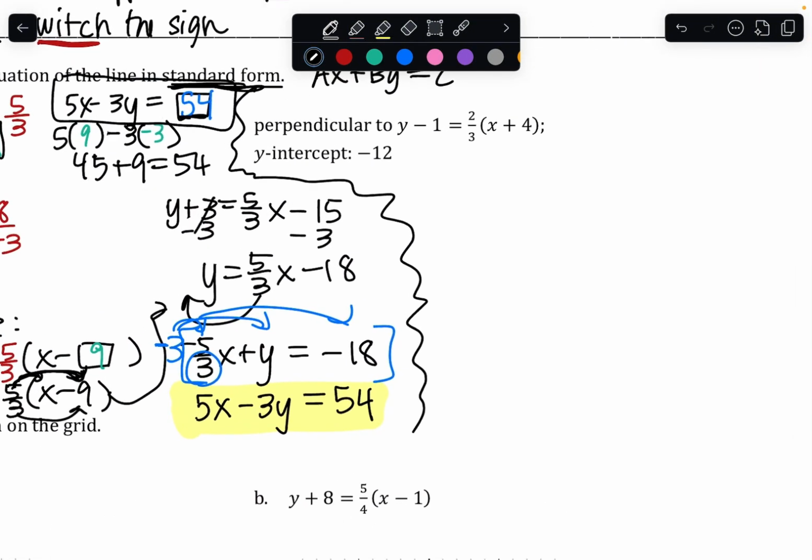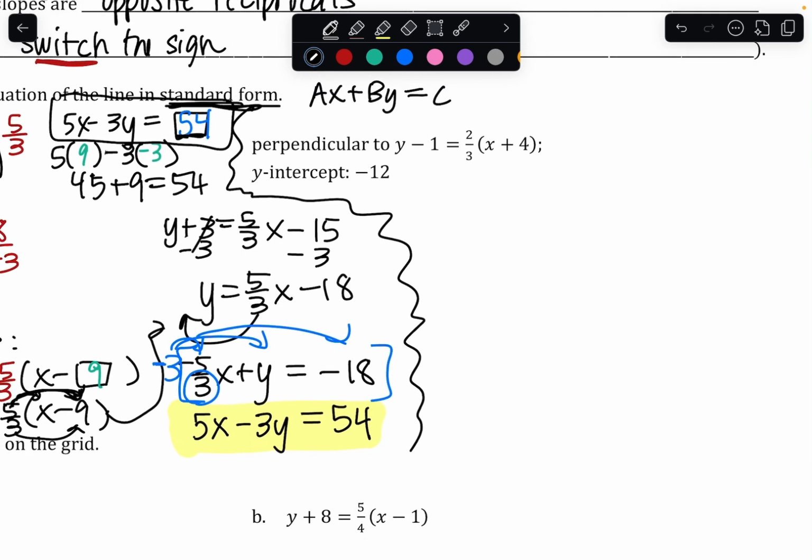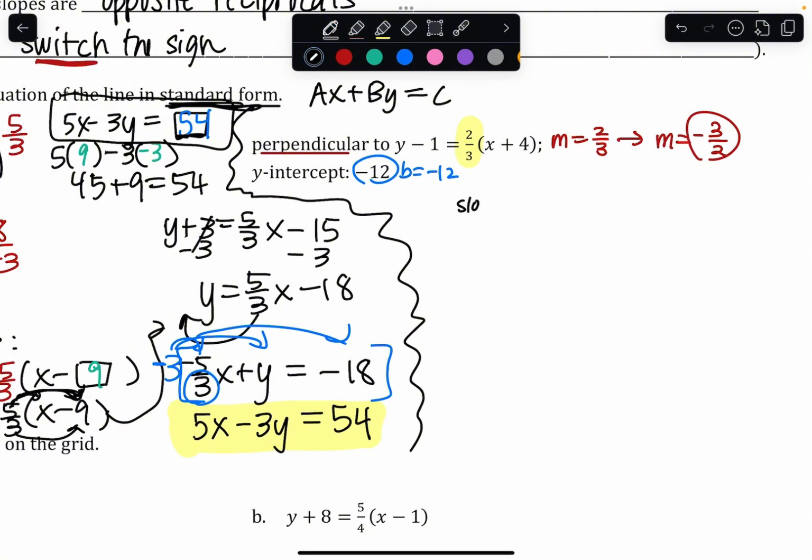Okay, so for this next one, they want perpendicular to this given line. The only thing we care about for the given line is the slope, which we get for free because they're giving us point slope form. So the original slope is 2/3. To get perpendicular, we flip the fraction, switch the sign. So our new slope is -3/2. And then luckily they gave us the y-intercept. And so we can skip to slope-intercept form, which would be y equals the slope -3/2 x plus b would be -12.